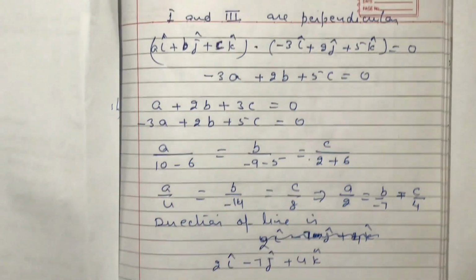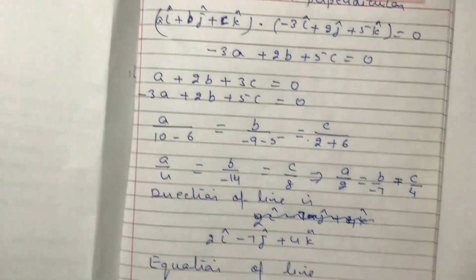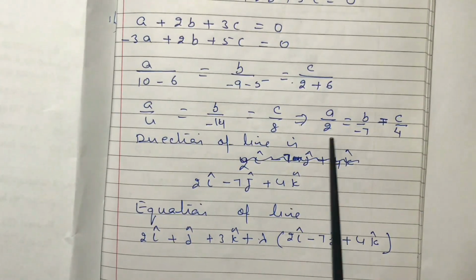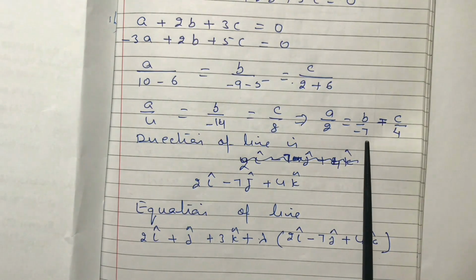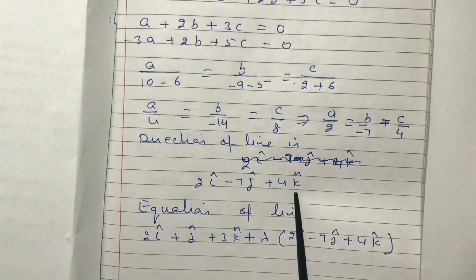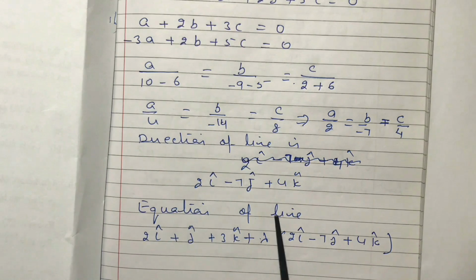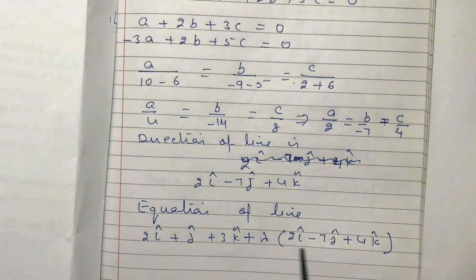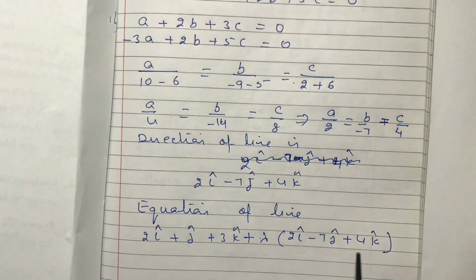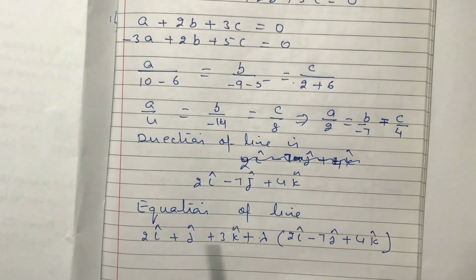Now direction of the line will be 2i cap minus 7j cap plus 4k cap. So this is the direction of the line. So equation of line becomes 2i cap plus j cap plus 3k cap plus lambda times (2i cap minus 7j cap plus 4k cap). So that is the answer.